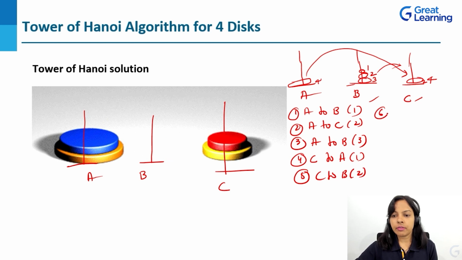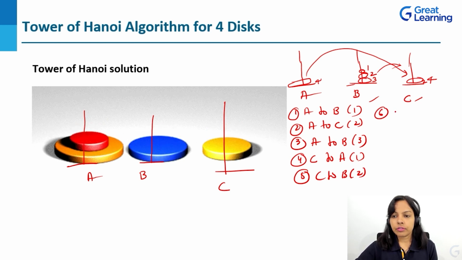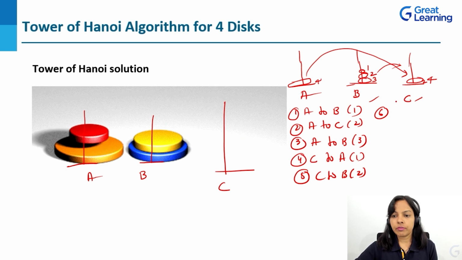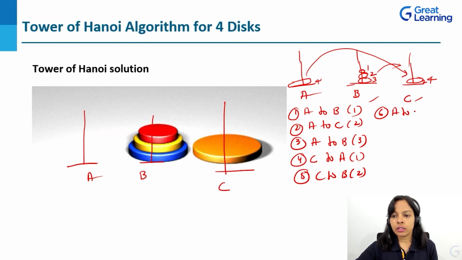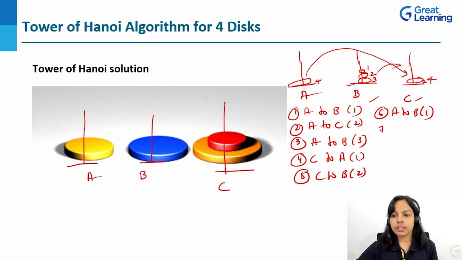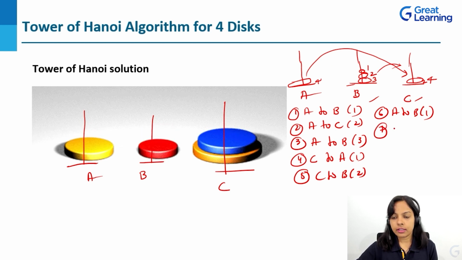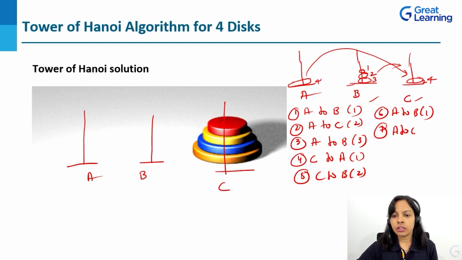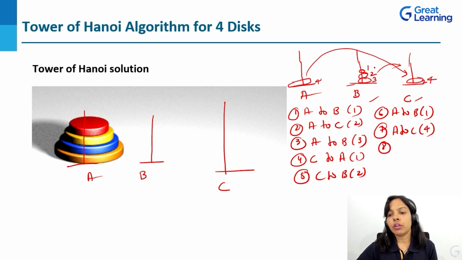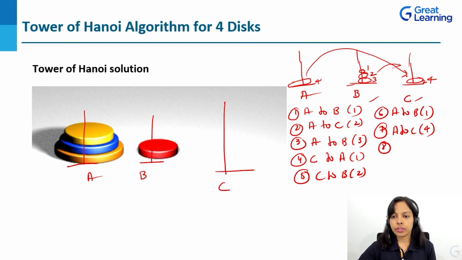Then in the sixth step, we shifted C to B, the second disk was shifted. Then we shifted from A to B, the first disk. And then the seventh step, we shifted from A to C, the last disk. That is the third disk, right? So A to C, we shifted the fourth disk. Getting it? Then the eighth step will be now involving shifting all these to the tower C, right? So how can you do it?